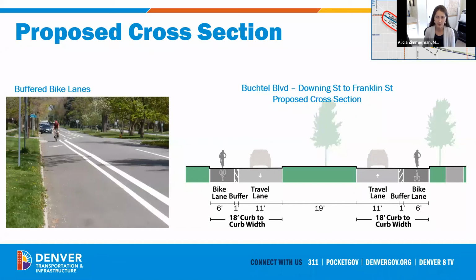And an example photo of what a buffered bike lane might look like. In the background, you see parking. In this section, it would be more like what's in the foreground here, where the bike lane is right up against the curb.